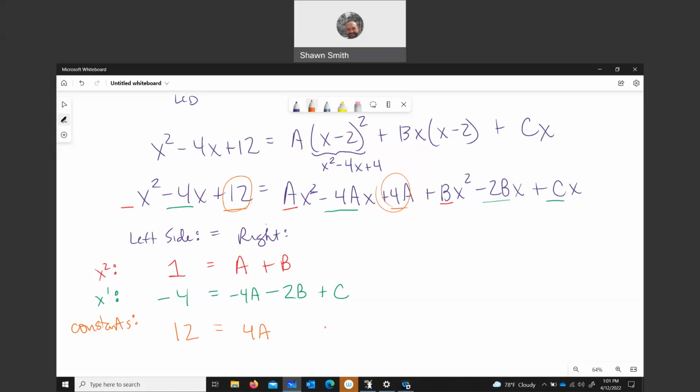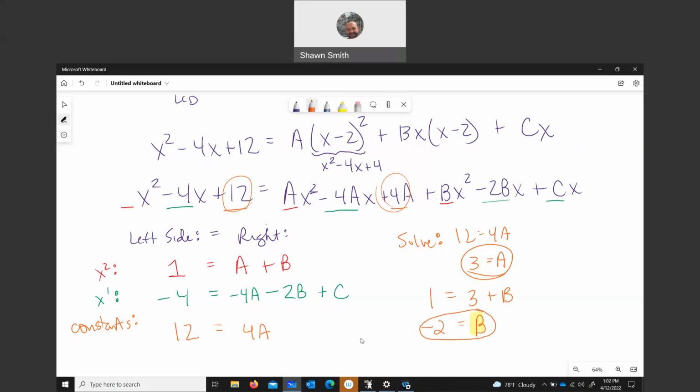So solve 12 is equal to 4a, therefore a is equal to 3. I can go into equation 1. 1 is equal to 3 plus b, so therefore b has to be equal to... not 1, I'm sorry. Negative 4. No, negative 2. Negative 2. All right, so b is negative 2.